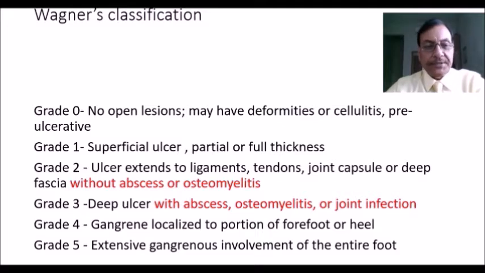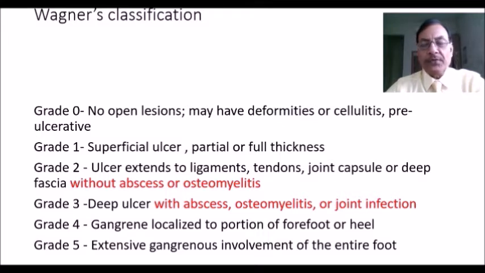Grade 1 is there is an ulcer, which is superficial one, can be the full thickness or partial thickness of the skin. Grade 2 is now the ulcer has extended to the ligaments, tendons, or the joint capsule, but still there is no deep-seated abscess or there is no bone infection or osteomyelitis. Grade 3 is deep ulcer with abscess, osteomyelitis, or joint infection.